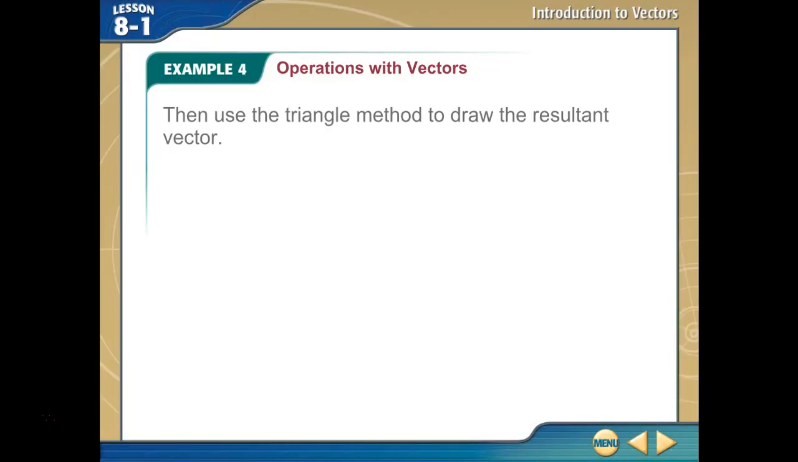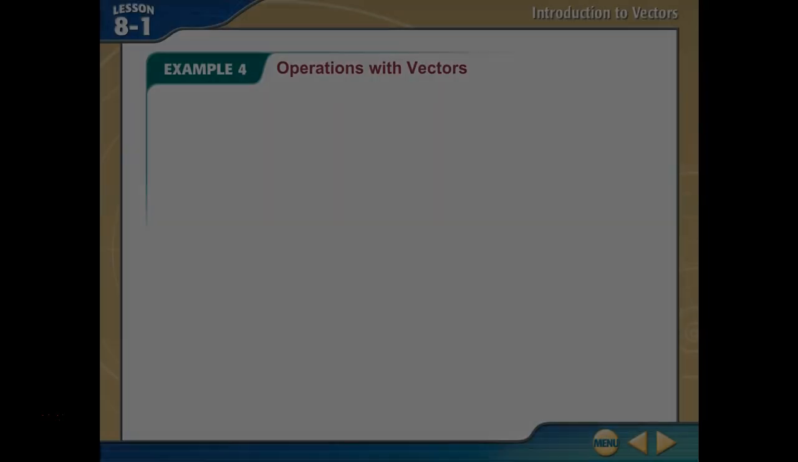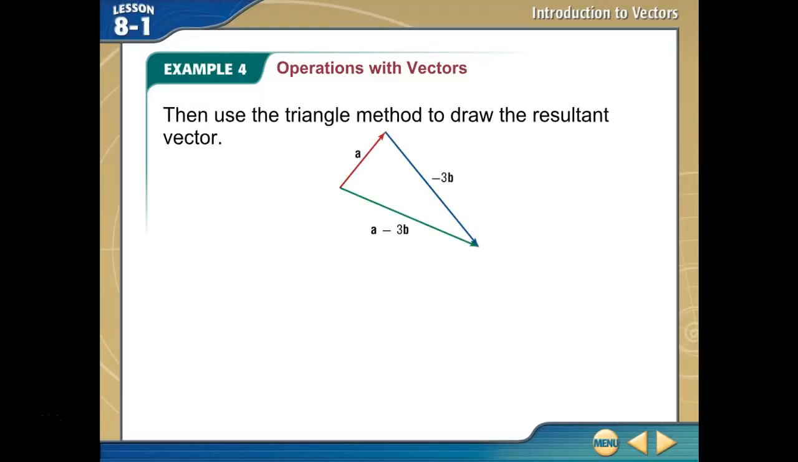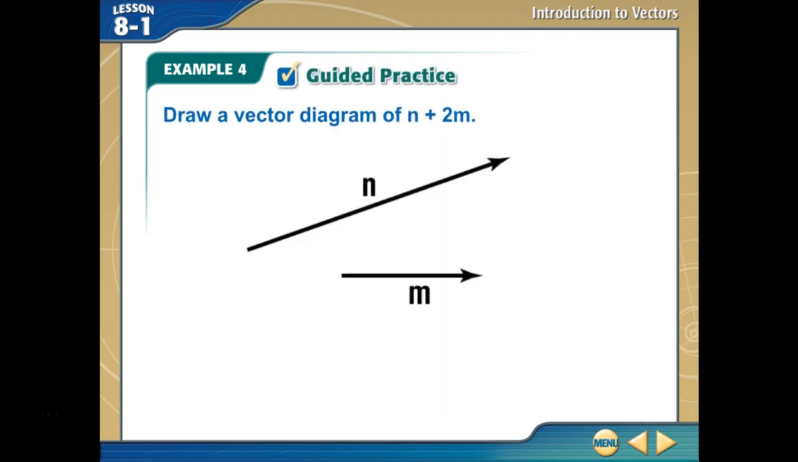And that's what they just show. All right, so they use their triangle method. That's fine. We're going to use either that head to tail or the parallelogram method. And then there's my resultant. So on your handout, we have a vector n and 2m. You need to write the resultant of taking n and twice m and adding them together. Again, making sure that you go head to tail.